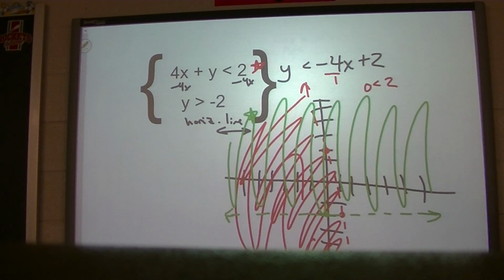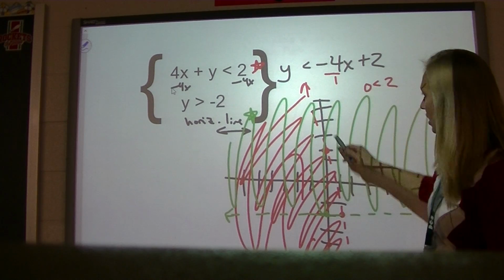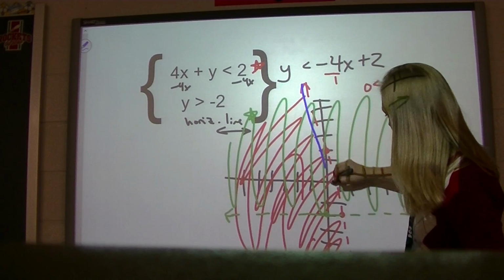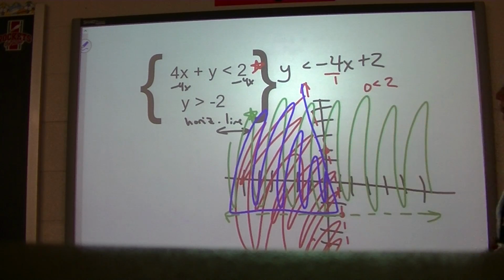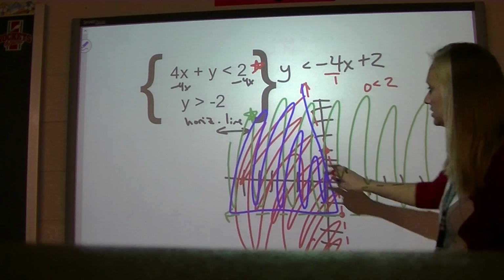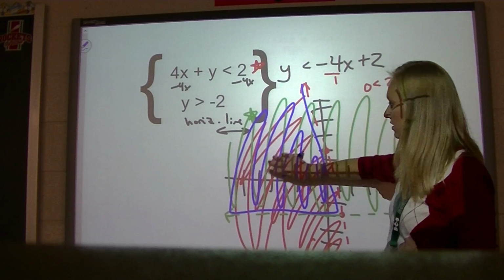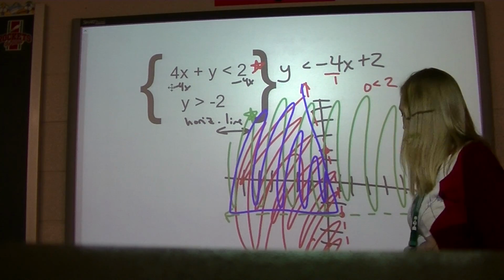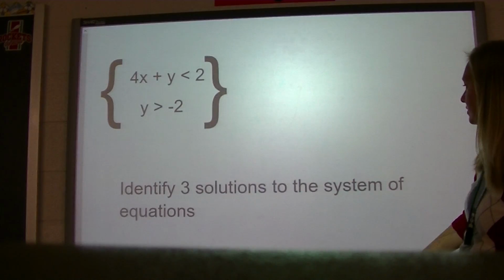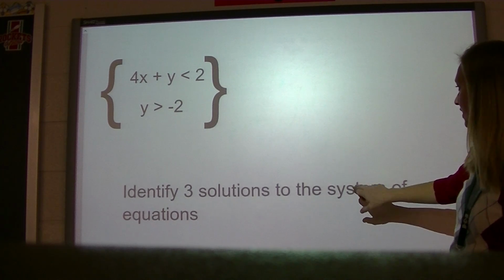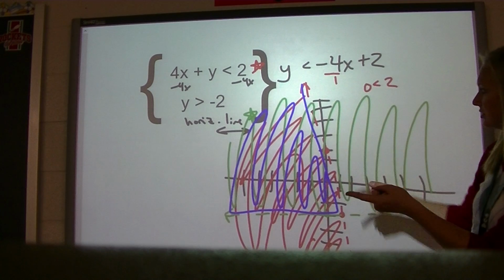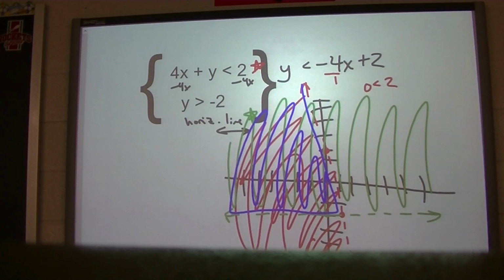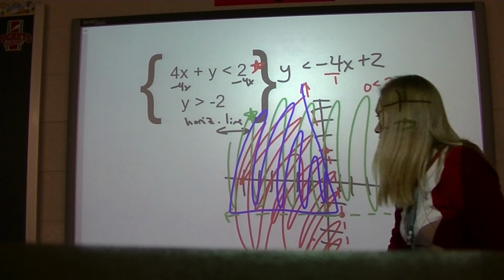So that solution is everything above that line. And so where is our solution? It's where the red and green overlap. So here and here is our solution area. And you could pick umpteen solutions to this inequality, but they have to fit in this shaded area. So that actually takes me to this, identify 3 solutions to the system of equations. Well, that's this problem here. So let's identify 3 solutions here.